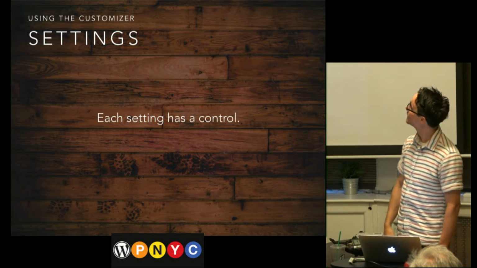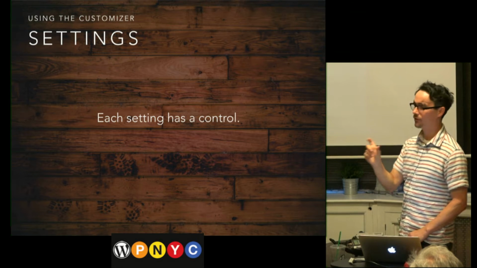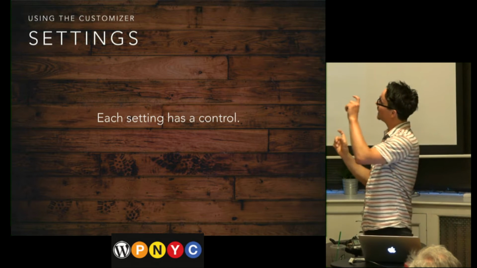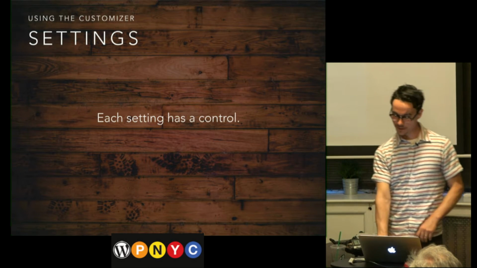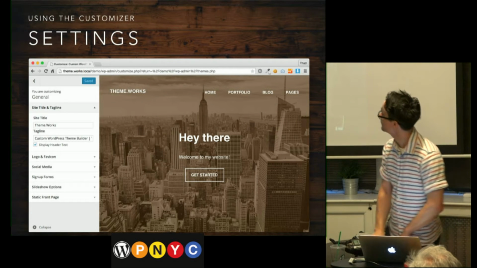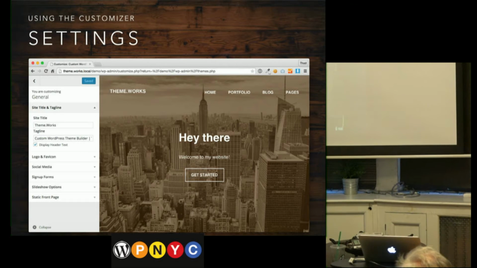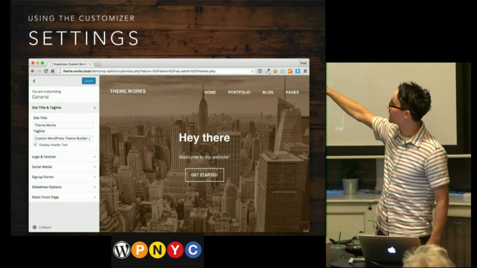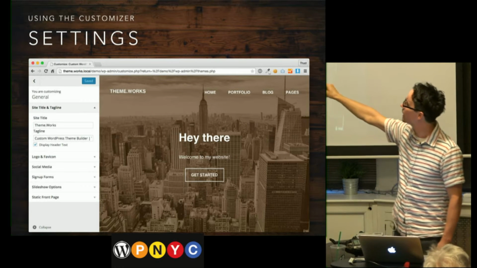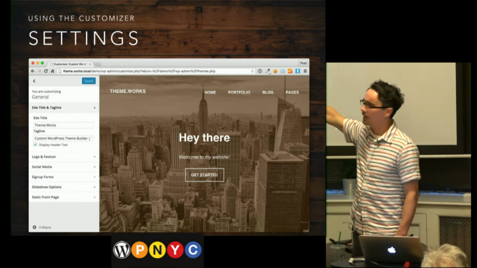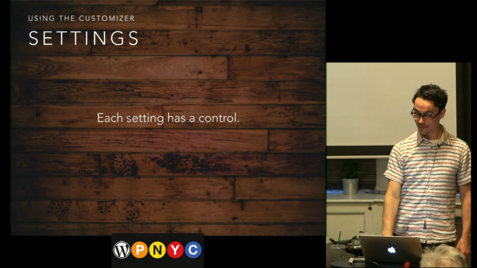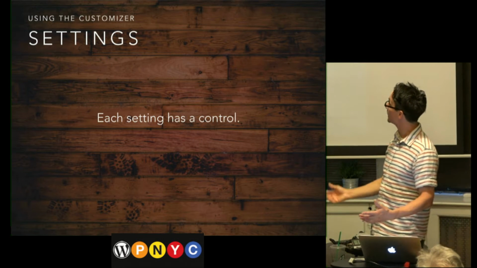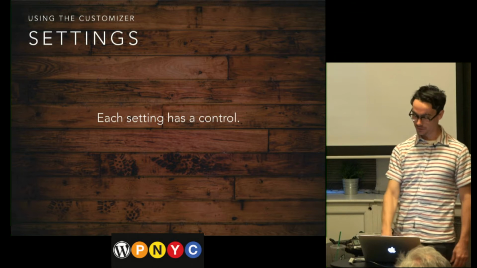So settings each have a control. A setting is like, if we go back to the previous slide, your site title, right? Well, we're going to define what that site title field actually does. We're going to tell site title that it's actually a text area or a text field, and that's what a control field does.